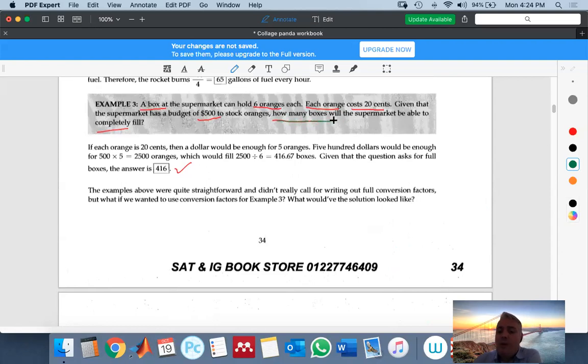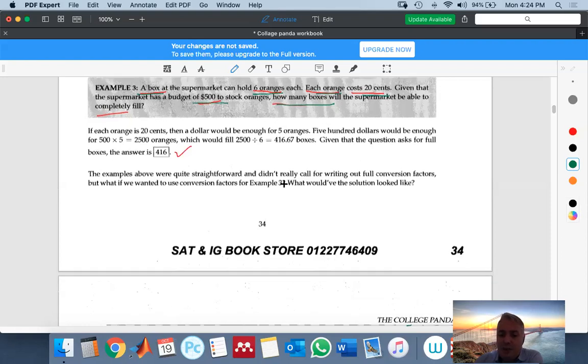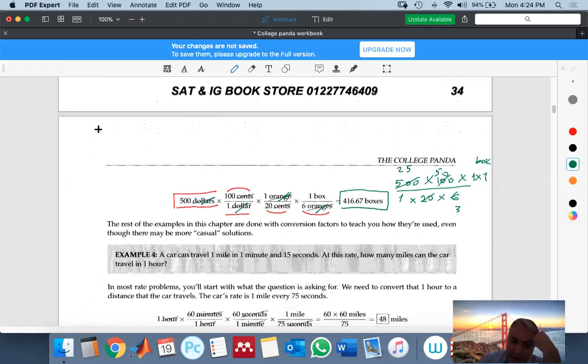One more time, the question says, how many boxes? So we want to get boxes. So what about the terms? What do we have? We have a box. It contains 6 oranges, and each orange 20 cents. And we have a budget of $500. So the way is this: what do you have? $500. By calculating with $500, how many boxes will you find at the end? So how can you create something like a chain? How can you create a multiplication of the things and get at the end a result in terms of boxes?